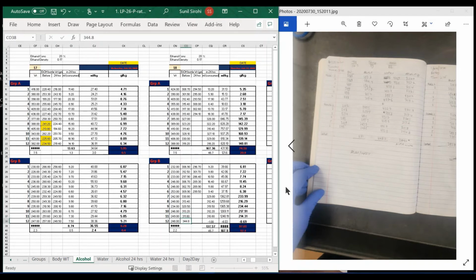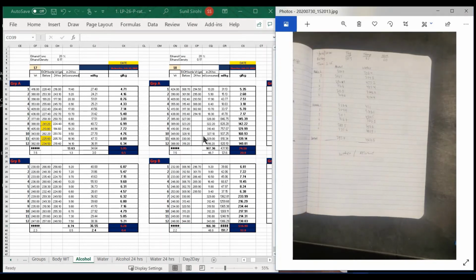330.8, 313.4, 320.5, 313.2, 311.8, 344.8. I'm just going to double check these numbers. Okay, so now you entered the alcohol for this day.